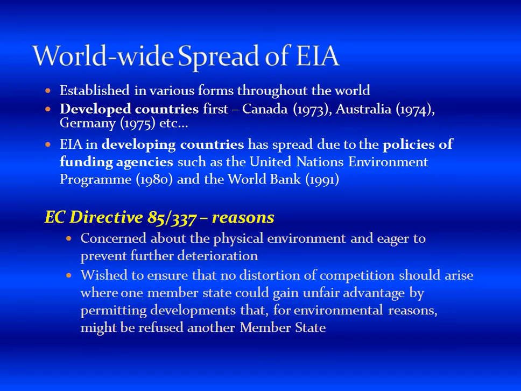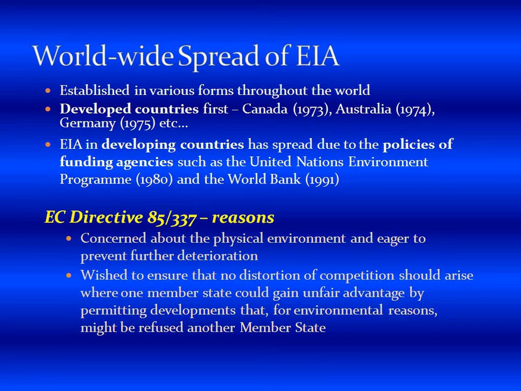EIA in developing countries has spread due to the policy of funding agencies such as the United Nations Environmental Program and the World Bank, in 1991 respectively. These agencies provide a lot of financial support to developing countries. The motivation in developing countries came because if they don't maintain this, if they don't get clearance, then people will not purchase things. That's why developing countries are involved quite often.